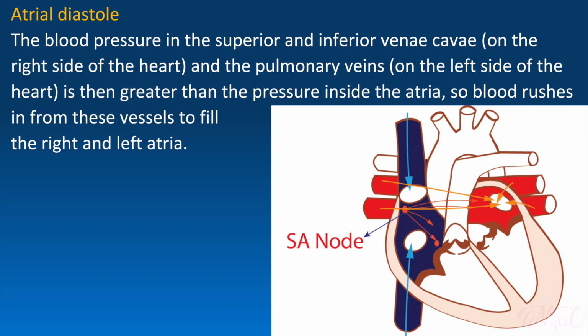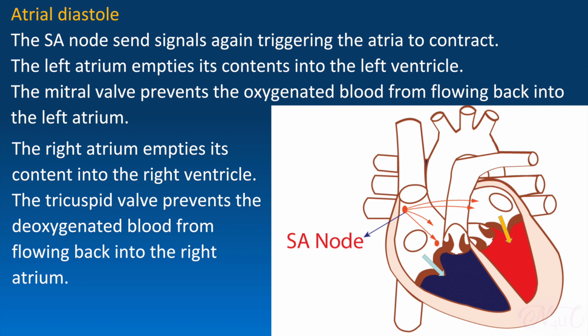The semilunar valves close and the atrioventricular valves open. Blood from the pulmonary veins fills the left atrium. Blood from the vena cava is also filling the right atrium. The SA node sends signals again, triggering the atria to contract. The left atrium empties its content into the left ventricle. The mitral valve prevents the oxygenated blood from flowing back into the left atrium. The right atrium empties its content into the right ventricle. The tricuspid valve prevents the deoxygenated blood from flowing back into the right atrium.